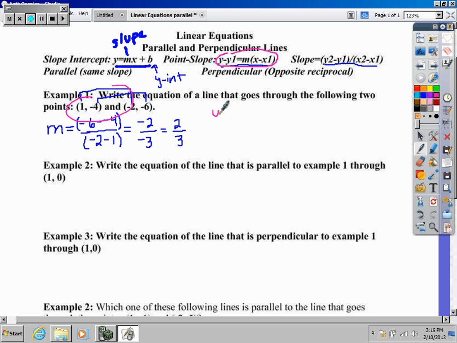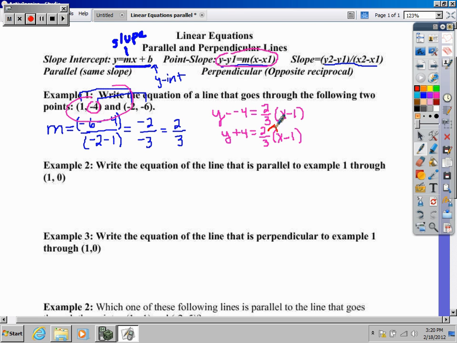So when I plug that into the equation of the line, I would just go y minus the y value. Now the y value is a -4, so I'm going to go y minus a -4 equals my slope, which is 2/3, multiplied by x minus 1. And with the double negative, I would get a positive, so y plus 4 is going to be equal to 2/3 times x minus 1.